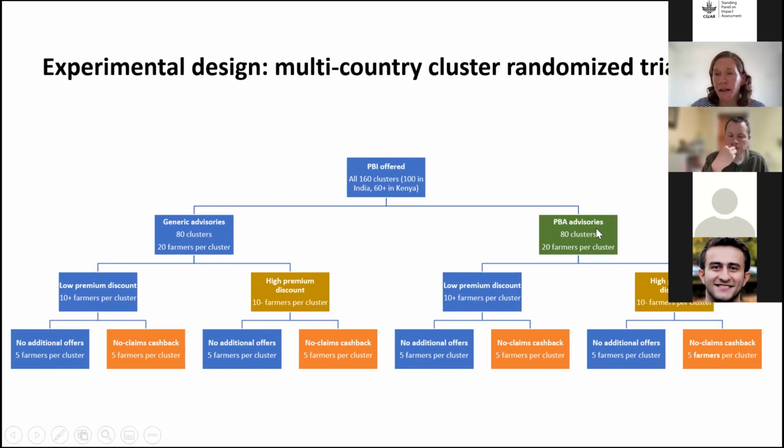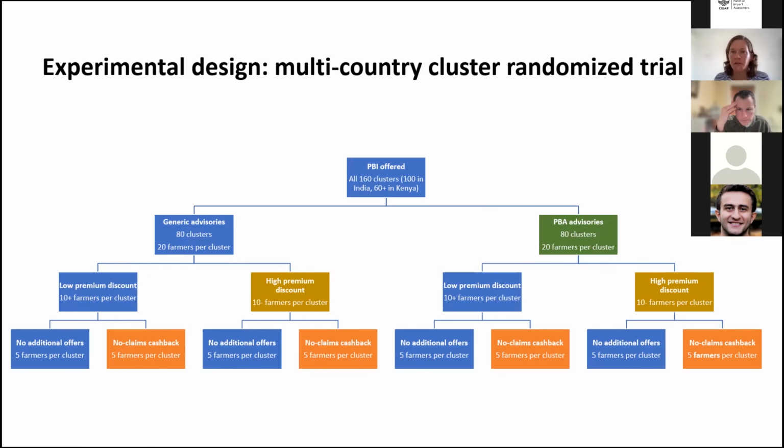And then on the other side, as the treatment, we have picture-based advisories. So that is the basic design through which we'll look at the impacts of these more personalized picture-based advisories on our key outcome variables. But then we go a step further and say, hey, there are these complementarities between insurance and advisories. And so within clusters, we're randomizing whether farmers are being encouraged to enroll through a high premium discount versus a low premium discount.